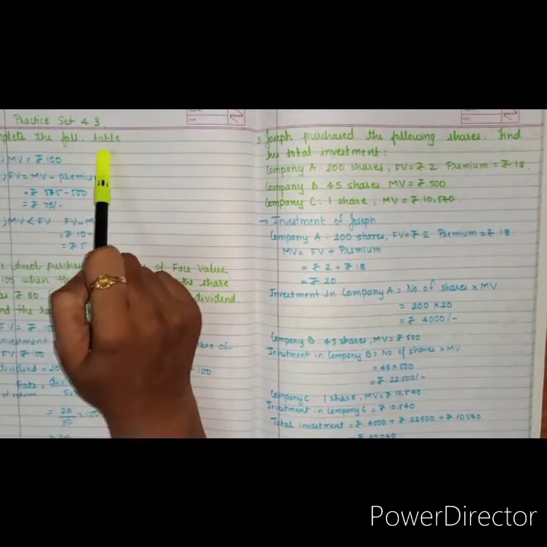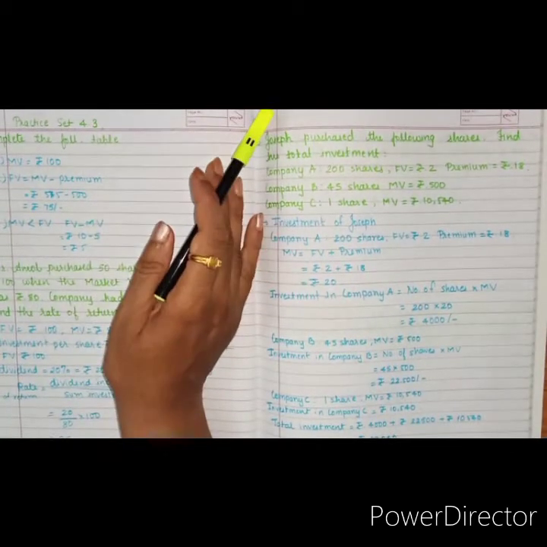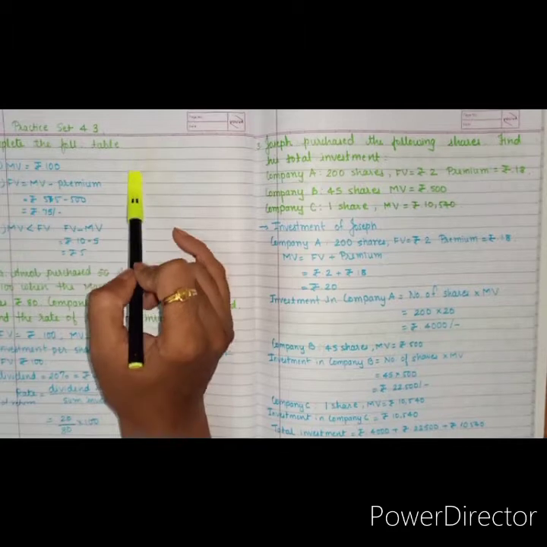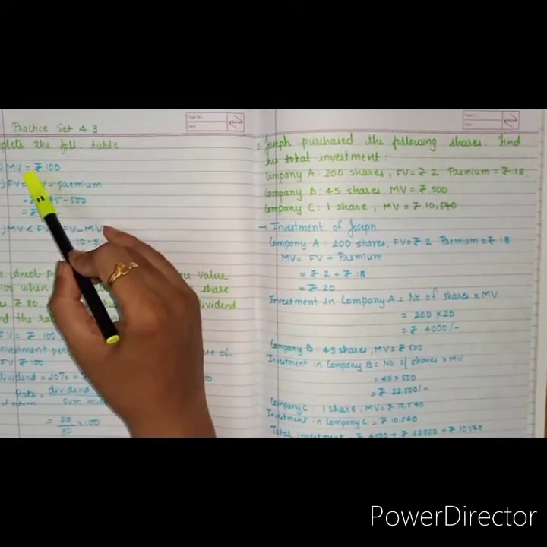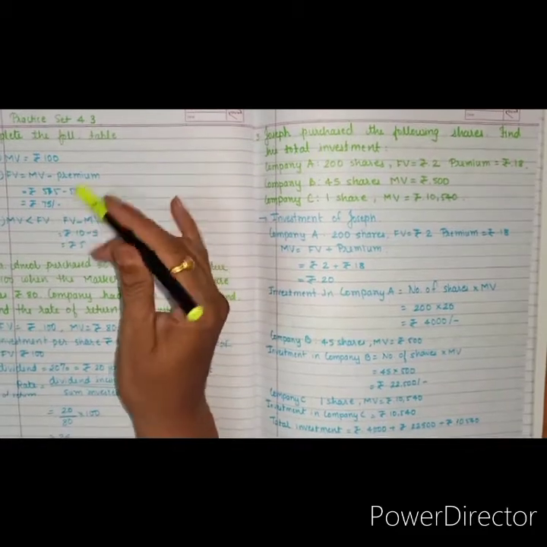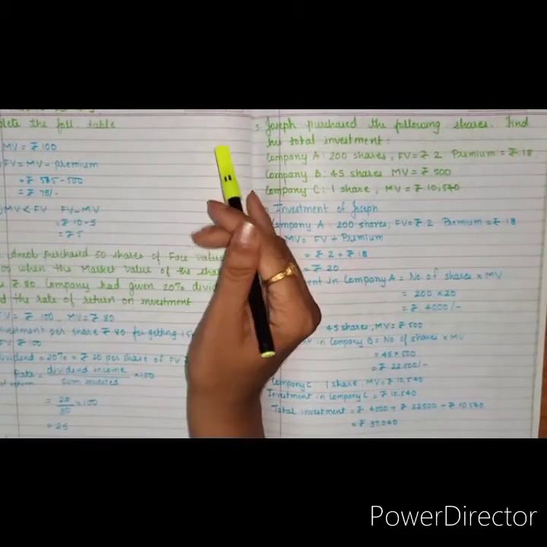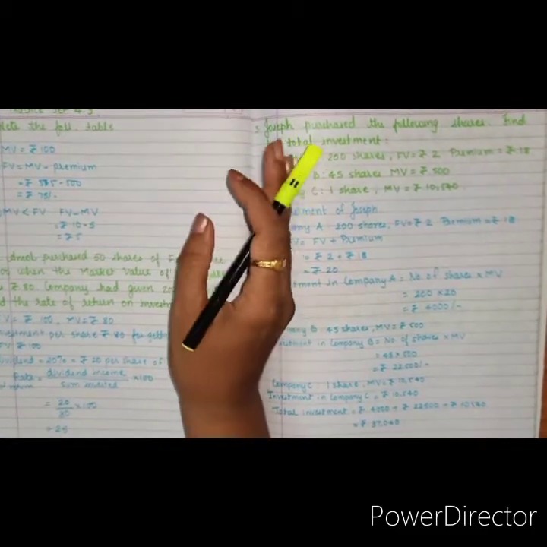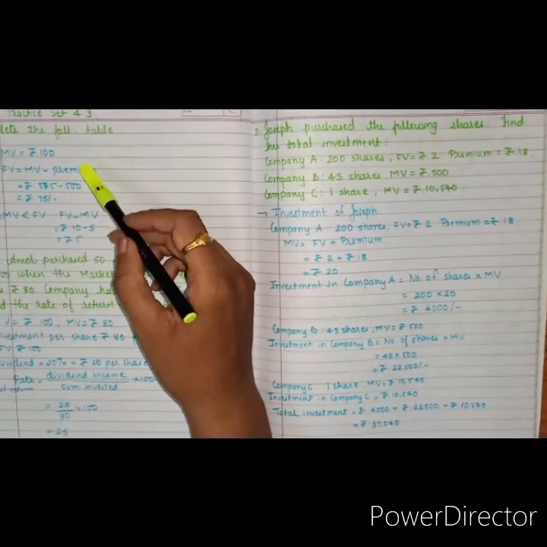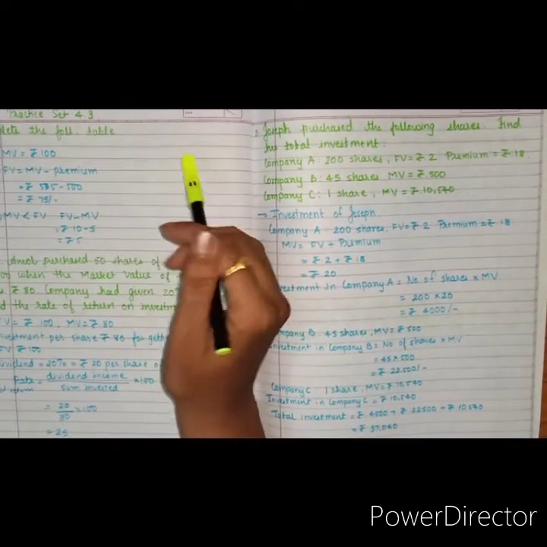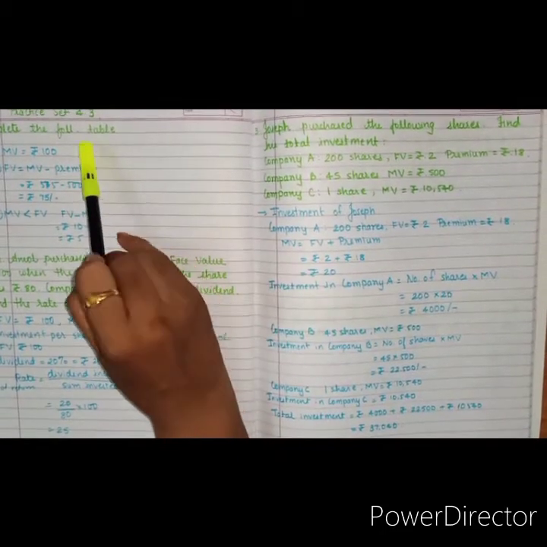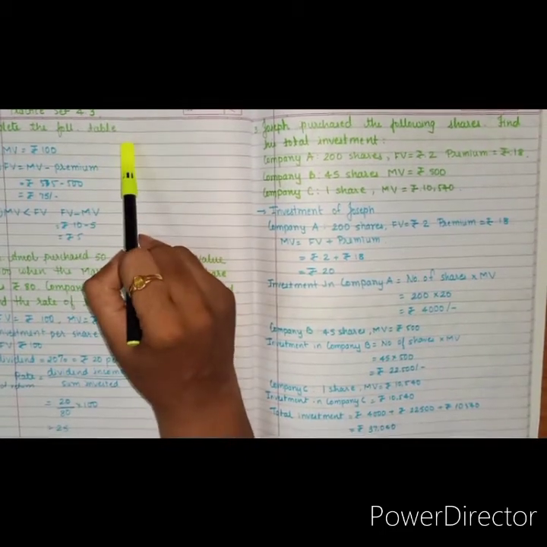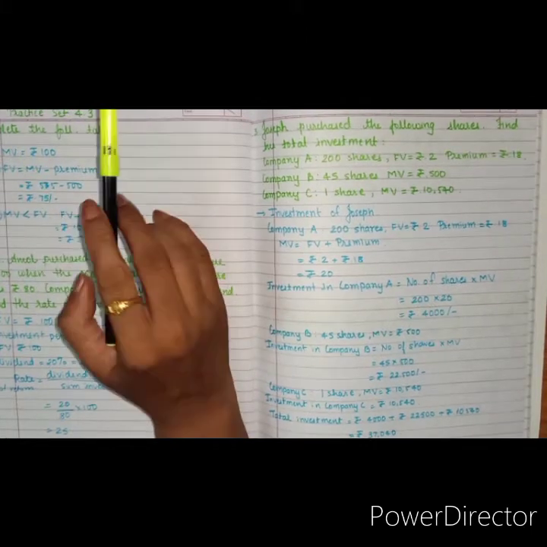Complete the following table. The table is given in the textbook. You can refer to the textbook. I have just solved it for you all to understand. I have solved all the examples so that I can cover it in less time. So I'll just explain how I got these answers. You can also cross check with the table that is given in the question in your textbook.